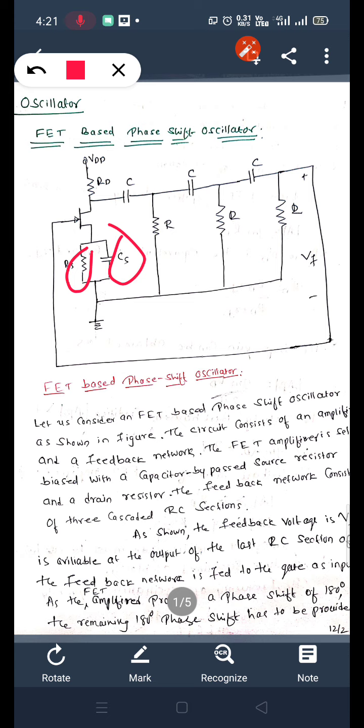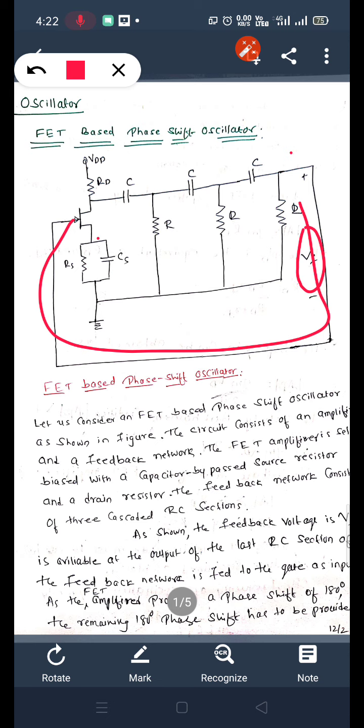Now we will clearly study the things. As shown in the figure, the feedback voltage is Vf. The feedback voltage Vf is available at the output of the last RC section of the feedback network, and it is fed to the gate as shown in this figure.